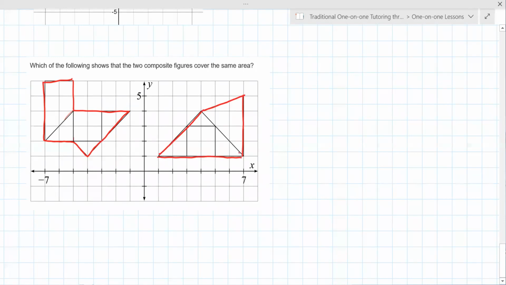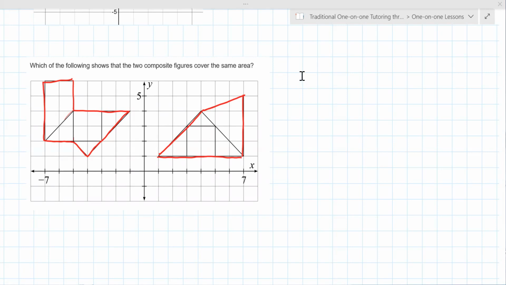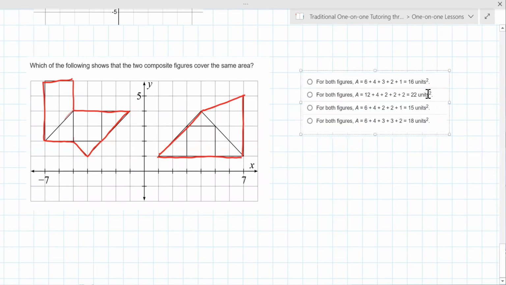So to answer this question, let me pull up the answer space. Actually, we just need to find the area, because if you look at the answer space here, all the numbers are different. Yeah. So we just need to find the area of one or the other. So which one do you like better, the left or the right? I'd probably go with the left.